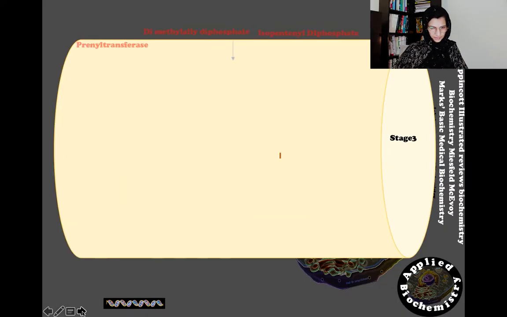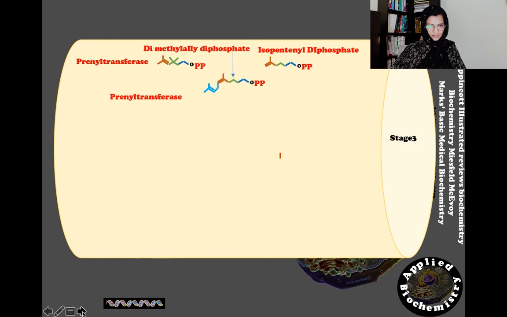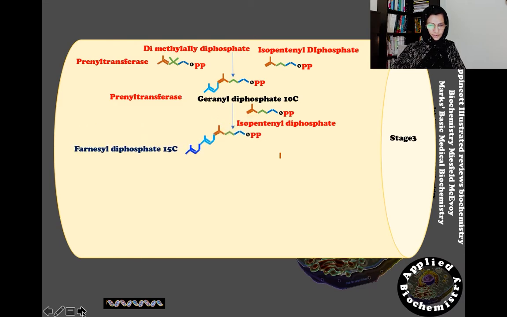Next, there is stage 3. Dimethylallyl diphosphate and isopentenyl diphosphate condense in the presence of prenyl transferase to form geranyl diphosphate, which is a 10-carbon compound. Again a molecule of isopentenyl diphosphate is incorporated into it and it forms farnesyl diphosphate. And here you can see that it is a 3-colored compound representing the 3 molecules of acetyl CoA.